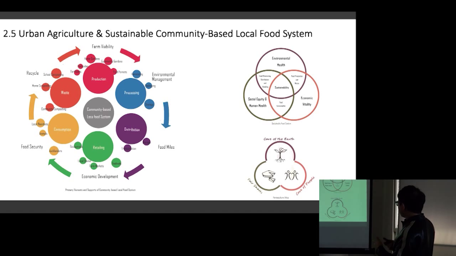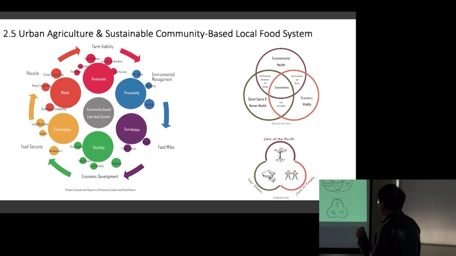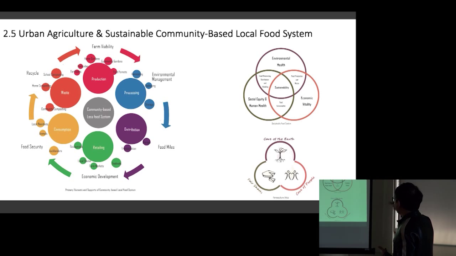Creating a sustainable community-based local system is different from just building urban agriculture. For urban agriculture, you just care about finding a place to grow some food and feed yourself. But to build a community-based local food system, you need to care about everything: production, processing, distribution, retailing, consumption, waste, everything. The only way is to support everything to reach a sustainable future. And it's similar to the permaculture concept.